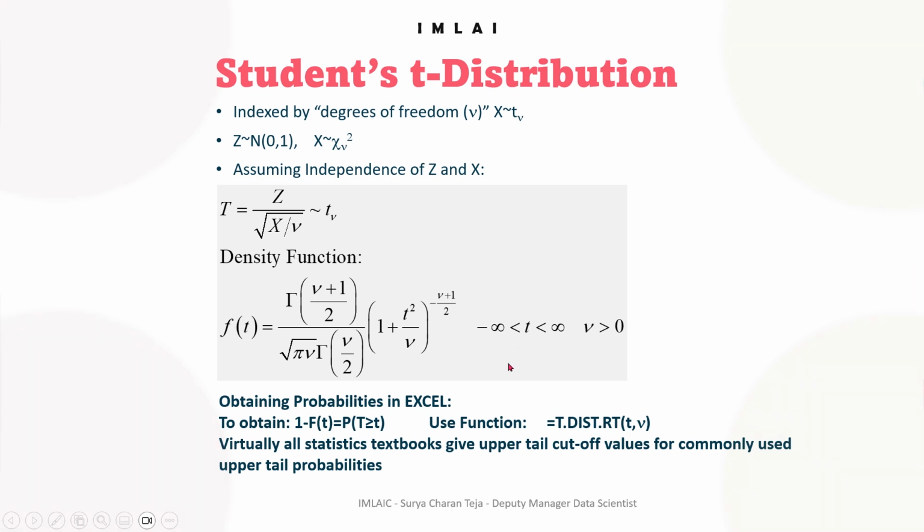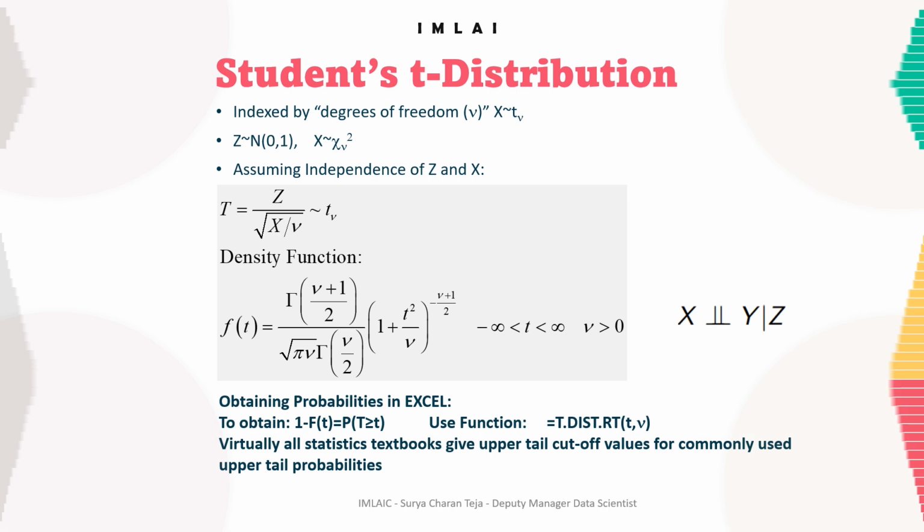The t value is always between minus infinity and infinity, and f(t) is the value that we calculate. If you want to use it in Excel, this is the formula you can use. You have to mention the t value and then the degrees of freedom. Virtually all statistics textbooks give upper tail cutoff values for commonly used upper tail probabilities.